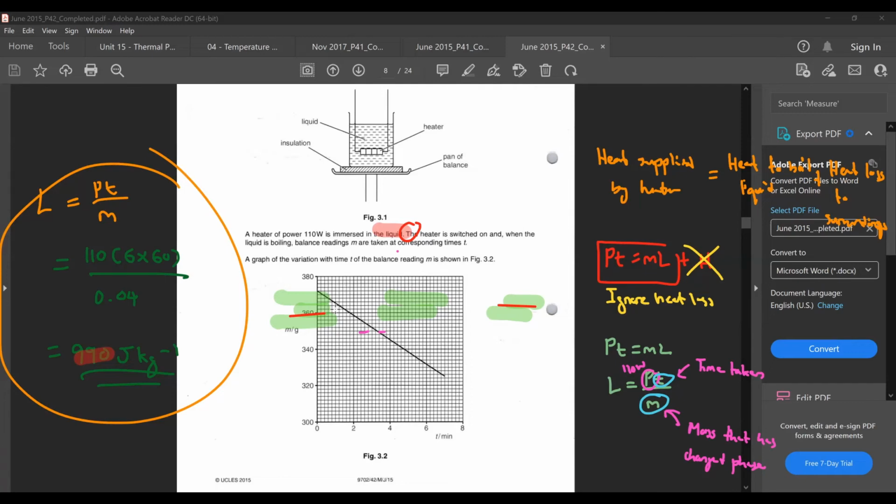Oh, okay, sorry. My calculation, my working is correct. It's just that my answer is not correct. I forgot to change it to the correct power of 10. This one is 9.90 times 10 power 5 joules per kg.